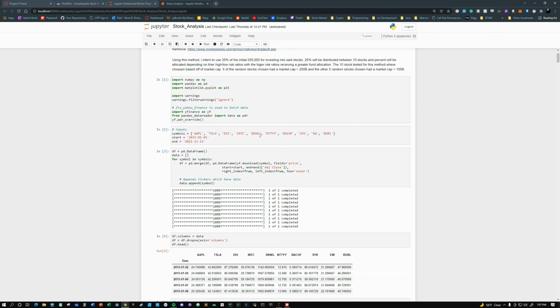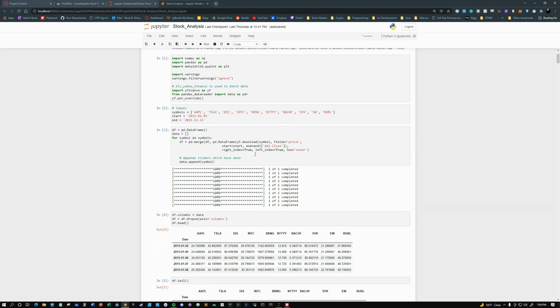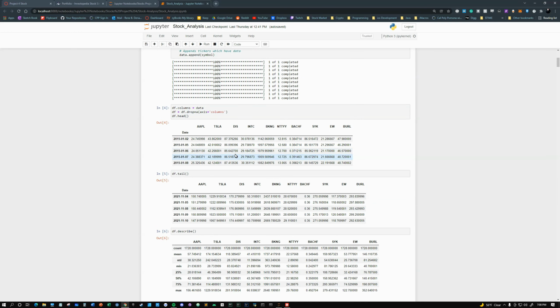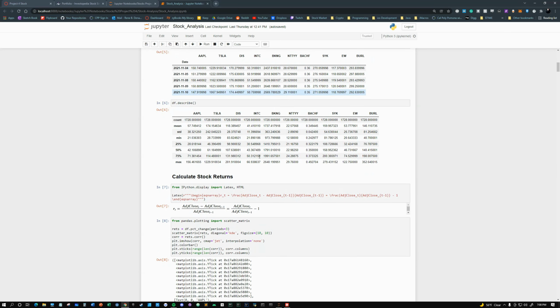As far as the stocks that I chose to examine for this particular week, I just chose 10 random ones, 5 of them with a market cap greater than 200 billion, and 5 of them with a market cap lower than 100 billion. So again, these are just random, but these were Apple, Tesla, Disney, Intel, BKNG, and so on, Burlington, and EW. So basically here I downloaded the data. I chose to go back from 2015 to the present day, November of 2021. So we go ahead and download that data. Here we just print the tail, print the head, to make sure that we got the data that we needed.